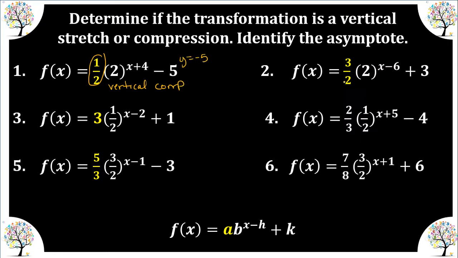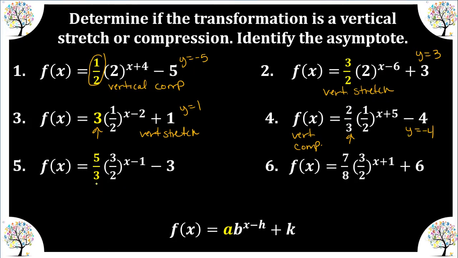Asymptote y equals -5. Number 2, 3/2 is more than 1, so we have a vertical stretch. It's going up quickly. Our asymptote is y equals 3. Number 3, our a value is more than 1, so this is a vertical stretch. Number 4, my a value, 2/3, is between 0 and 1, so we have a vertical compression or a vertical shrink. Asymptote y equals -4. 5/3 is more than 1, therefore this is a vertical stretch. Asymptote y equals -3. 7/8 is going to be a vertical compression or a vertical shrink.